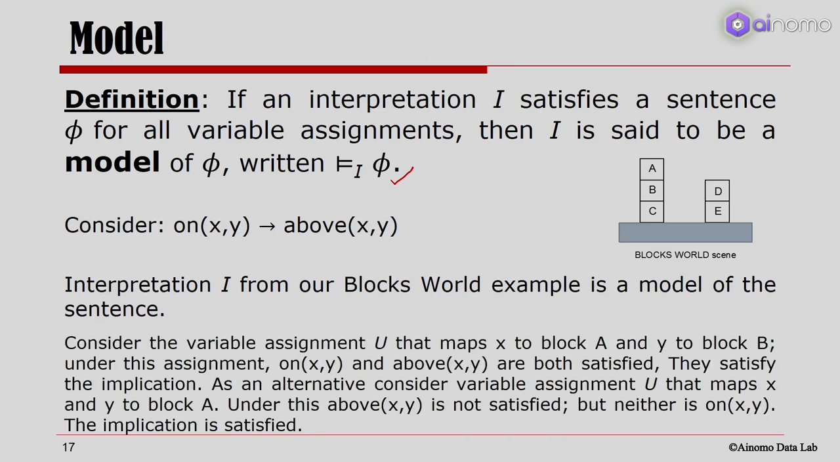Consider the variable assignment u that maps x to block A and y to block B. Under this assignment, on xy and above xy are both satisfied. Therefore, they satisfy the implication. As an alternative, consider variable assignment u that maps x and y both to block A. Under this assignment, above xy is not satisfied, neither is on xy, and therefore the implication is satisfied. So we have seen that for all variable assignments, the interpretation I from our blocks world example satisfies this above expression, and therefore we say that the interpretation I is a model of the sentence.